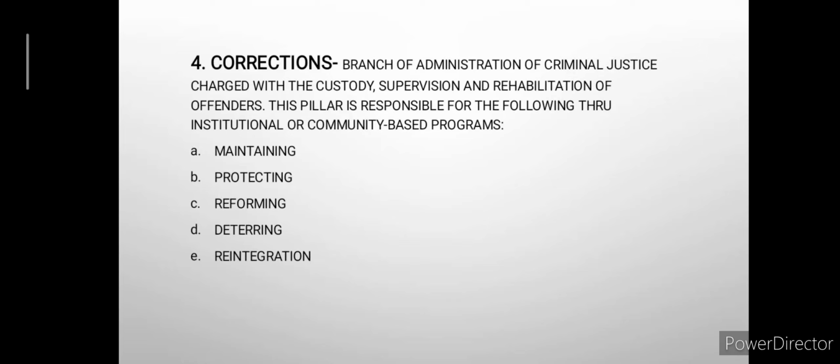The function of corrections is to reform and rehabilitate offenders. It is also responsible for the following through institutional or community-based programs, like maintaining institutions such as prisons, jails, halfway houses, and others. Another is protecting law-abiding members of society by keeping sentenced offenders from preying on society, better known as isolation. Another is reforming offenders by rehabilitating and reassimilating them into the mainstream of society and helping them lead a normal life after release.